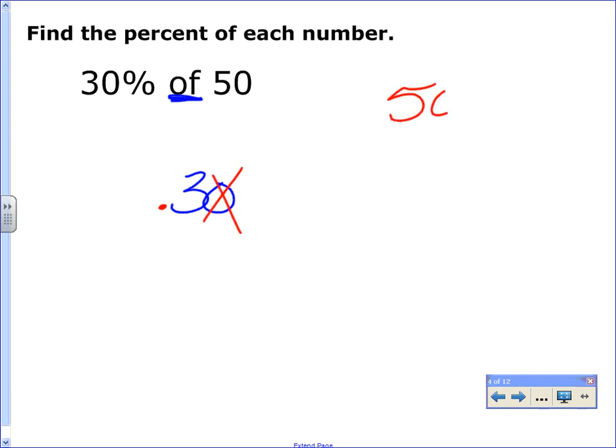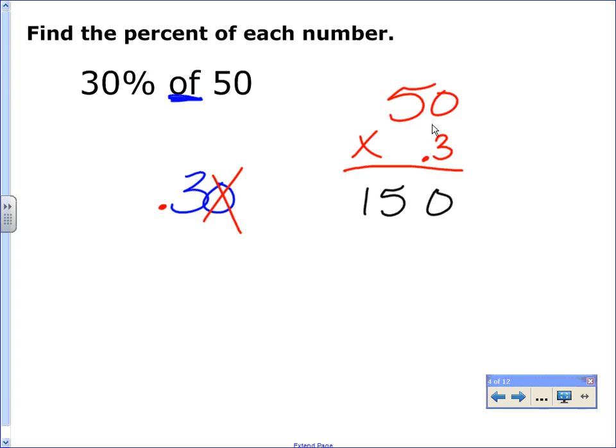So then I'm just going to multiply 50 times 0.3. And for me, when I'm multiplying, I like to put whatever number has the most digits on top. It really doesn't make a difference. It's just that my brain works better that way. So now I'm going to go 3 times 0 is 0, and 3 times 5 is 15.